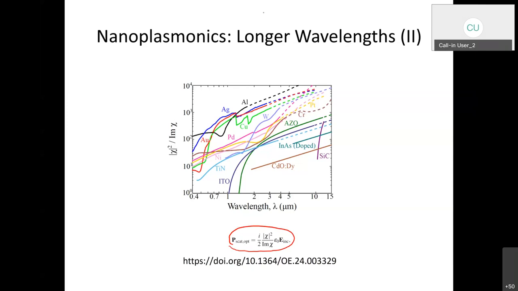Whereas if you go to some of these doped semiconductors, or other types of materials like silicon carbide, which has a sort of polaritonic resonance, it's not going to do as well.